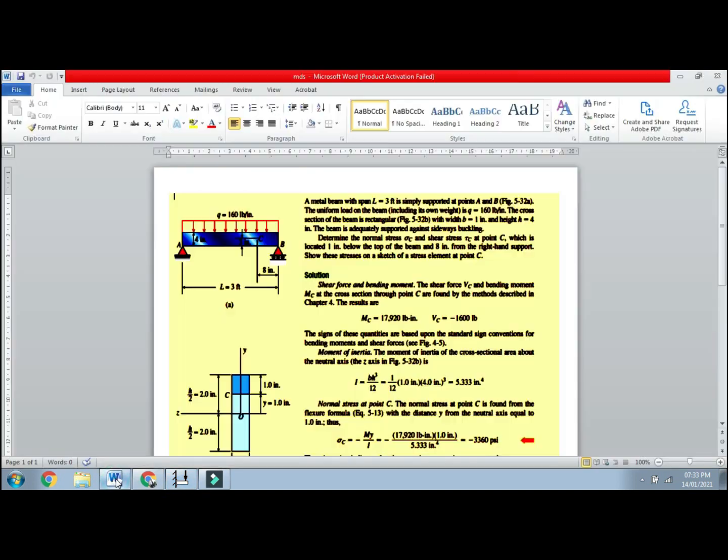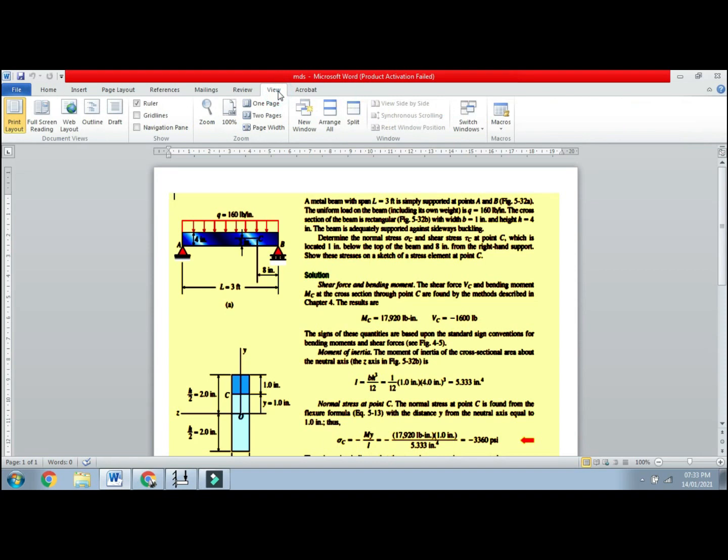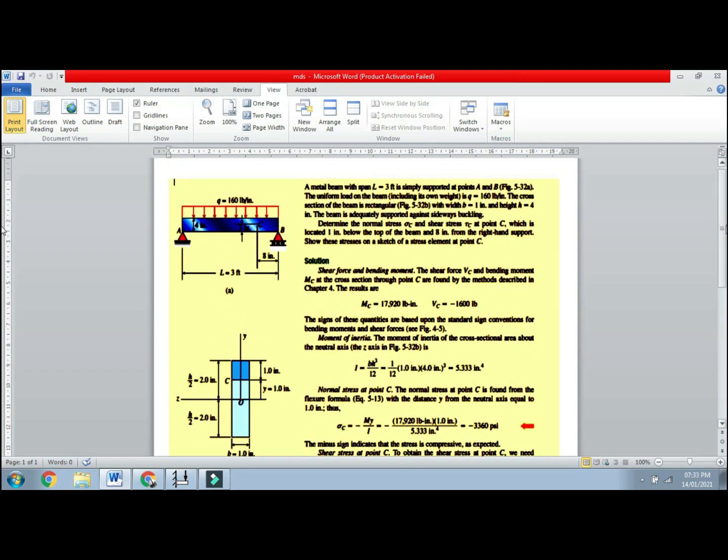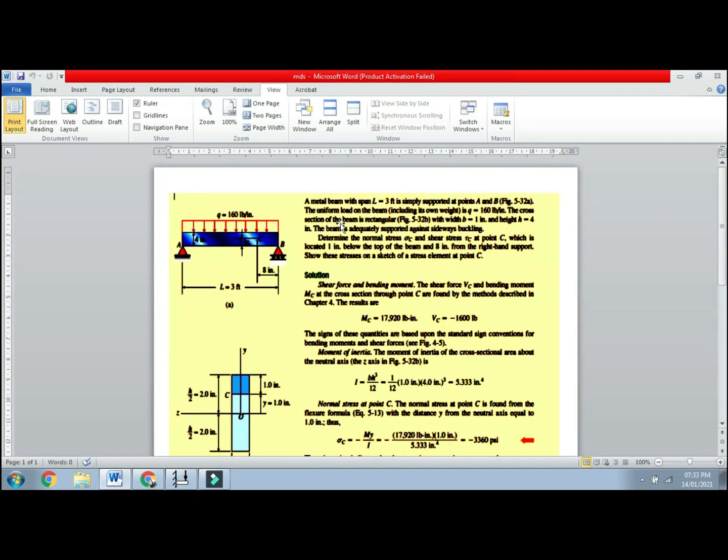one of our questions, if you remember, we did it in our shear section, after doing bending, asymmetric bending, and all these things. After doing shear, we solved this numerical: a metal beam with span L equal to 3 feet is simply supported at points A and B. These are the pin and the roller. The uniform load on the beam, including the weight, is 160 pounds per inch.